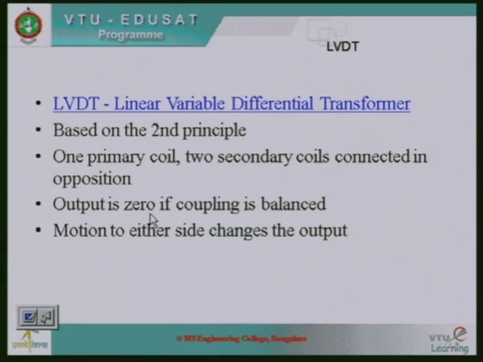Whenever you have a primary coil and two secondary coils, you apply voltage across the primary coil, and there is a core available there. If the core is at the mid position, the voltage across the secondary coils will be 0. But if the core moves towards the right or towards the left, the coupling becomes imbalanced. There will be more voltage available across ES1, the first secondary coil, and less voltage available across the second one. By having this differential activity, you are able to measure the displacement of the core, and that is the working principle of LVDT.